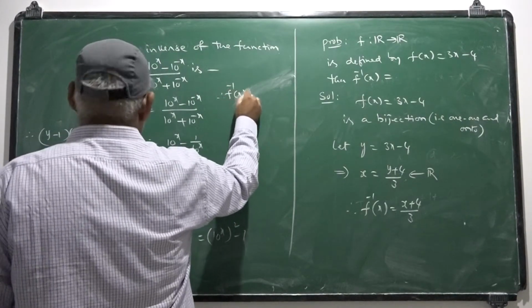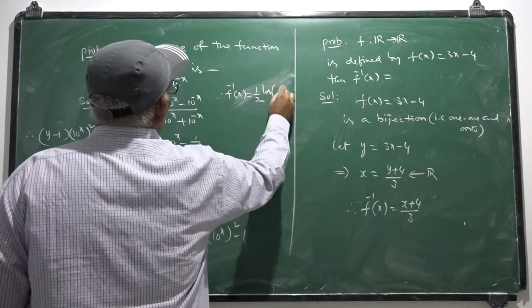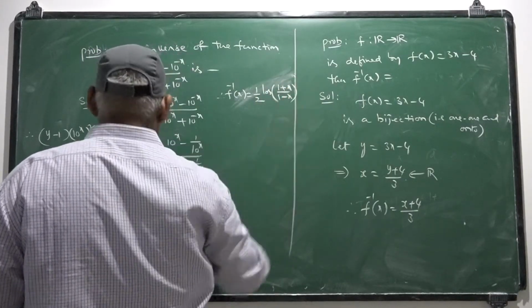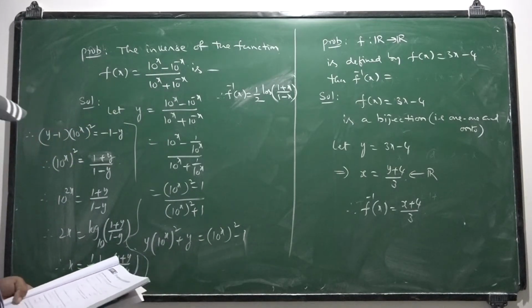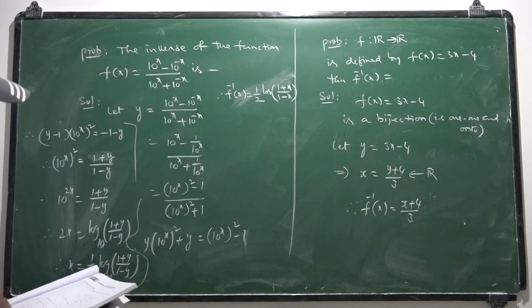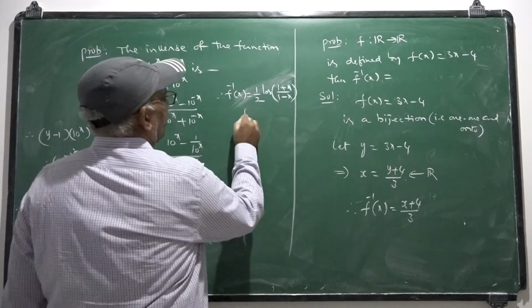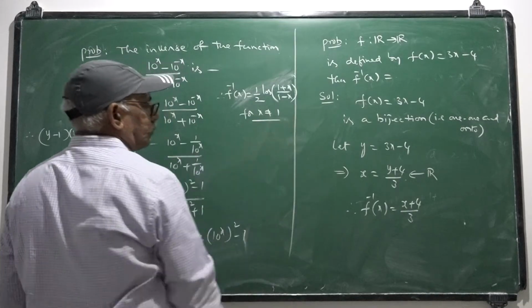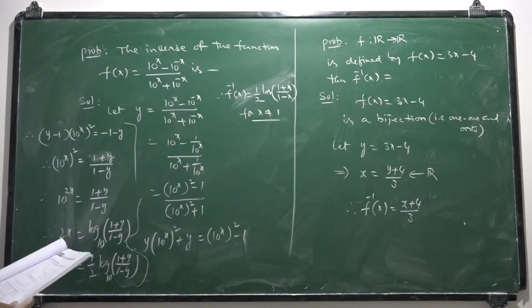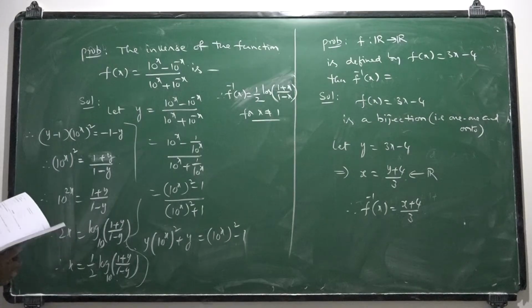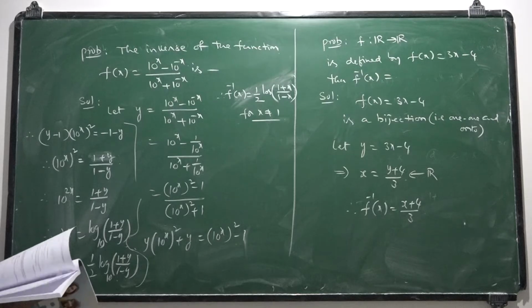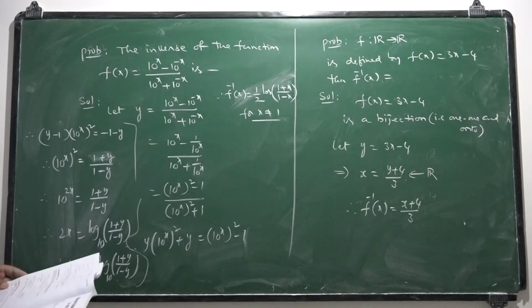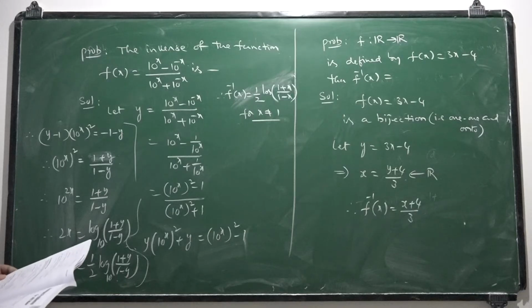Therefore, f inverse x is defined as half into log (1 plus x) by (1 minus x) for x not equal to 1. In such a way, you can find the inverse of the function once it is invertible. Invertible means it is bijective only, it is invertible.